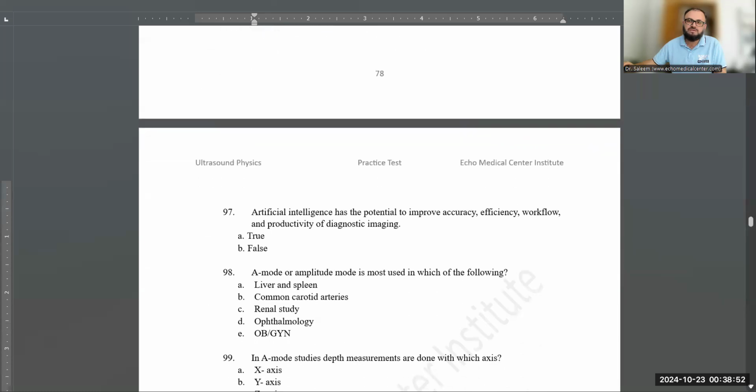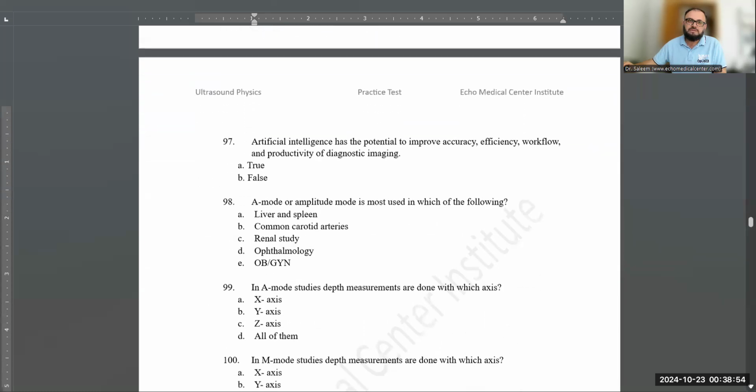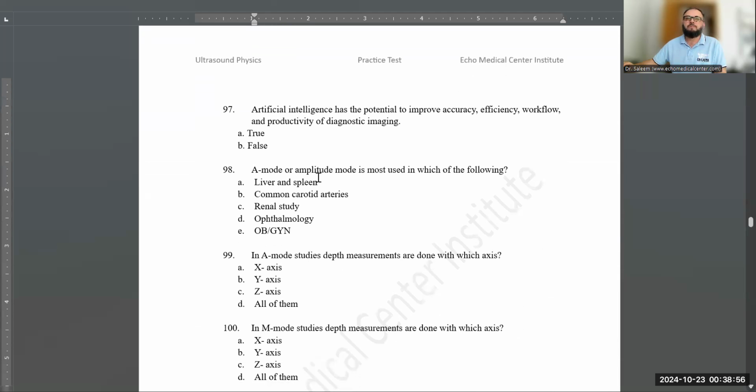Okay, a few more questions and then we will stop it there. Now, artificial intelligence has the potential to improve accuracy, efficiency, workflow, and productivity of diagnostic imaging. I mean, that's the easiest question. Is it true or false? Yes, of course it's true. Okay, it helps, correct?